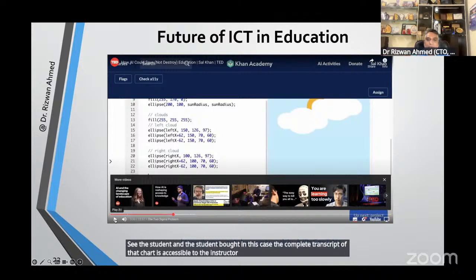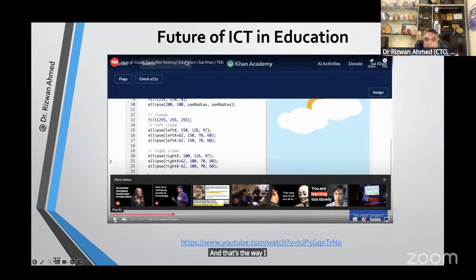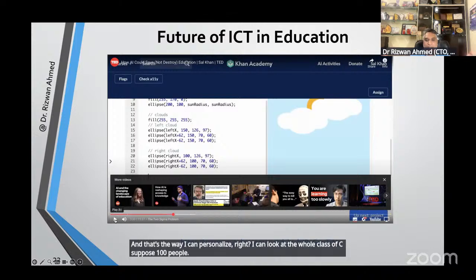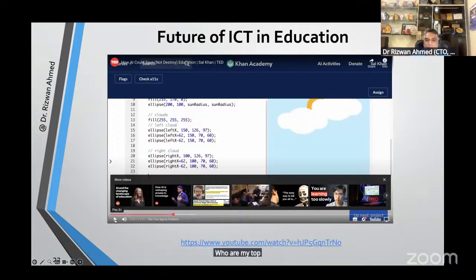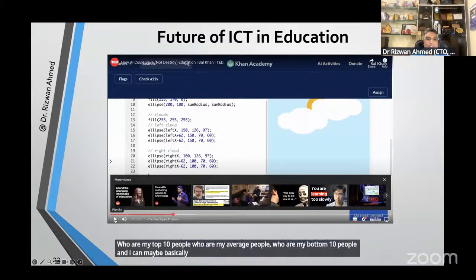So that if I want to see, right, in a way, how they're interacting, what they're asking, whether they're learning those things or not, right? As an instructor, I can look at that. And that's the way I can personalize, right? I can look at the whole class of, say, suppose 100 people, 1000 people and see, right? Who are my top 10 people, who are my average people, who are my bottom 10 people. And I can maybe basically spend more time in personalizing, right? If I'm trying to interact, right, with them.